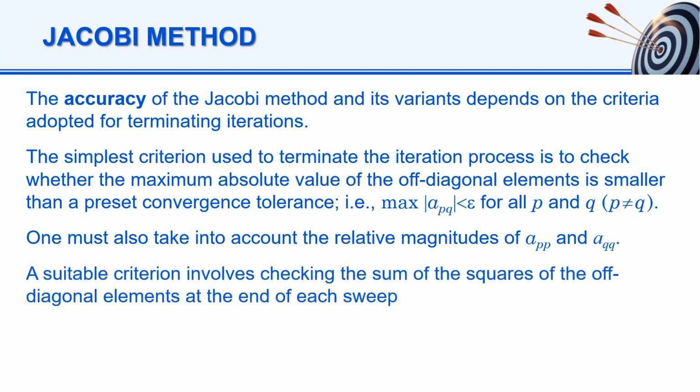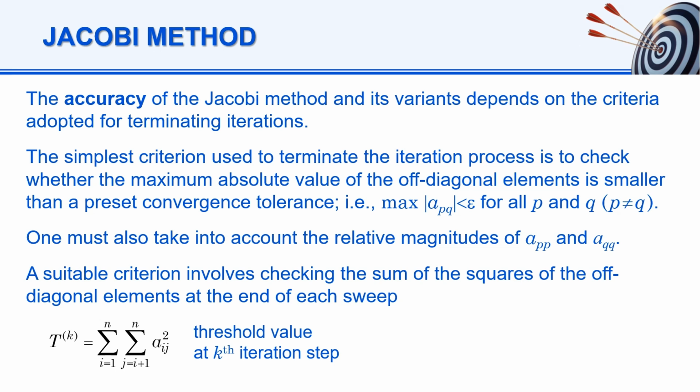A suitable criterion involves checking the sum of the squares of the off-diagonal elements at the end of each sweep. The sum of the squares of the off-diagonal elements of the matrix is called the threshold value, which is calculated at the end of every iteration step. To terminate the iteration process, the convergence criterion, defined as the square root of the threshold value divided by the order of the matrix, must be smaller than a tolerance value.